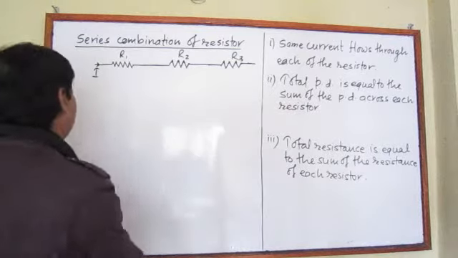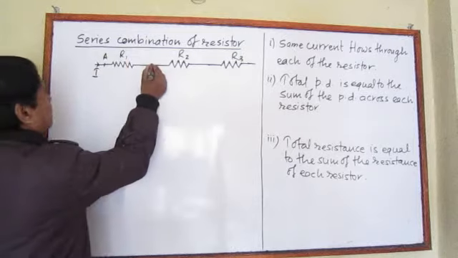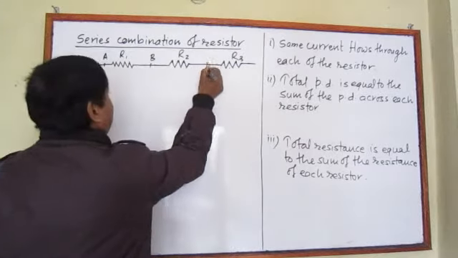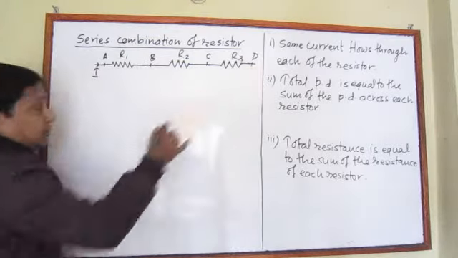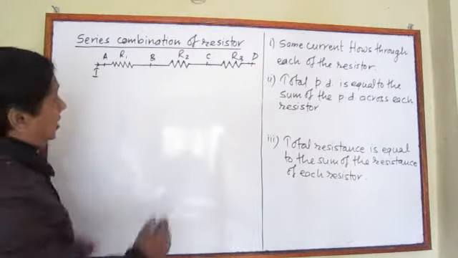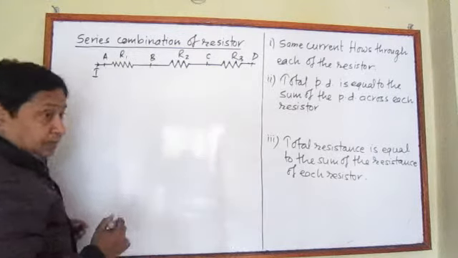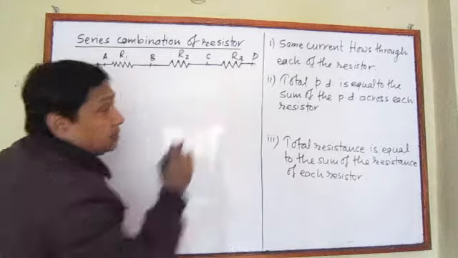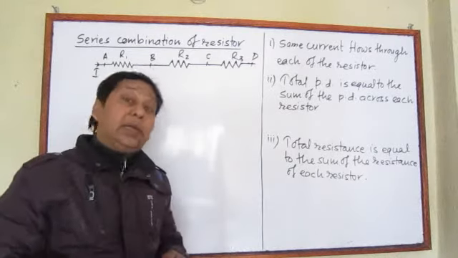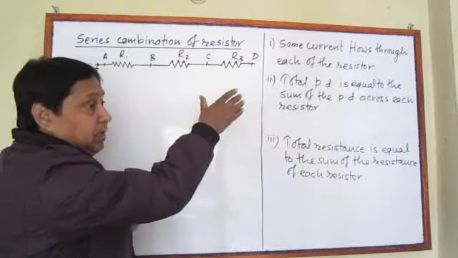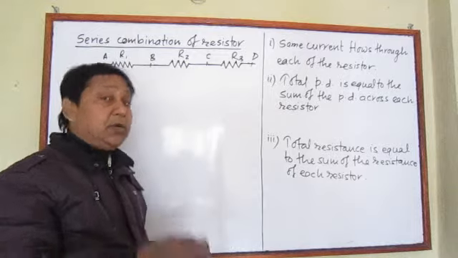Now next, let's say this point is A, this point is B, this point is C, and this one is D. Let's say I'm taking different points on this combination, and if these two terminals are connected to a battery, then the current flows through each of the resistors. Now I want to measure potential difference or voltage in different places. A voltmeter is a device which can be used to measure potential difference or voltage.